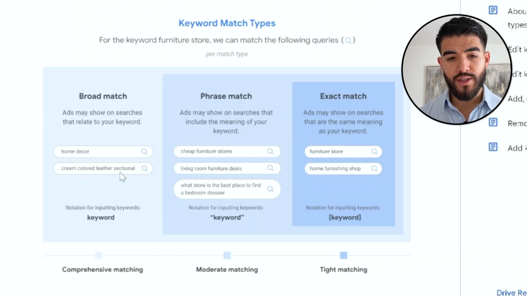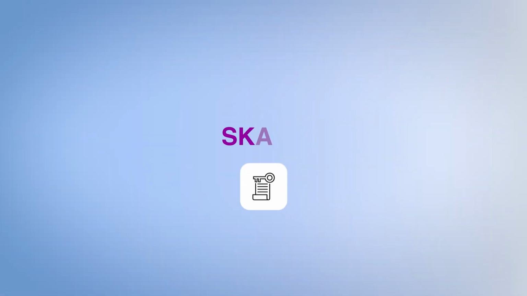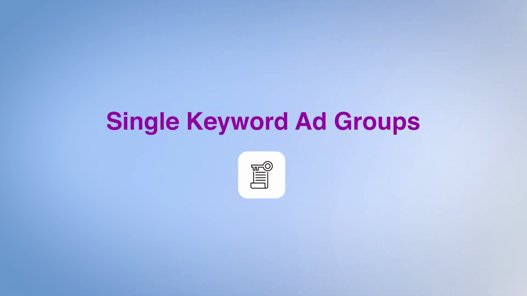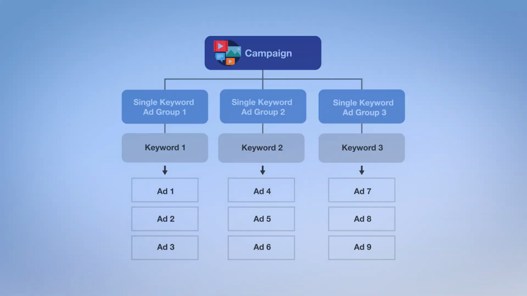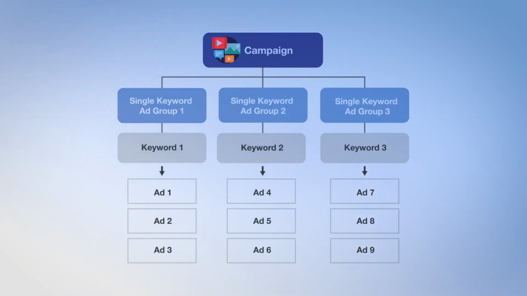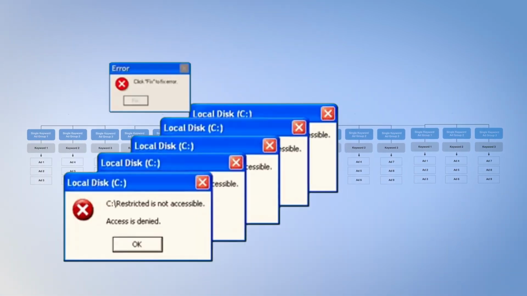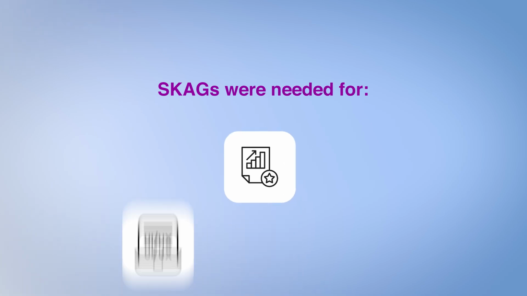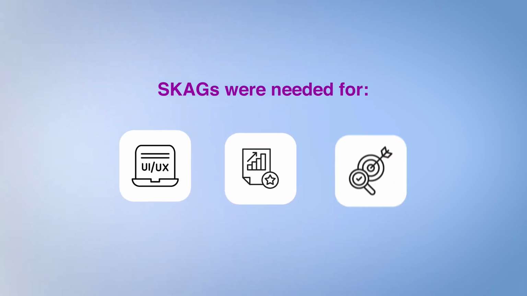So before this update, you could control your relevance with SKAGs, or single keyword ad groups. And this was really the hot topic in the Google Ads space. This is where you would break out keywords and match types into separate ad groups, and your Google Ads campaigns had like 30 ad groups. And this was needed to encourage the best result, to provide the best user experience and conversion rate in the account.